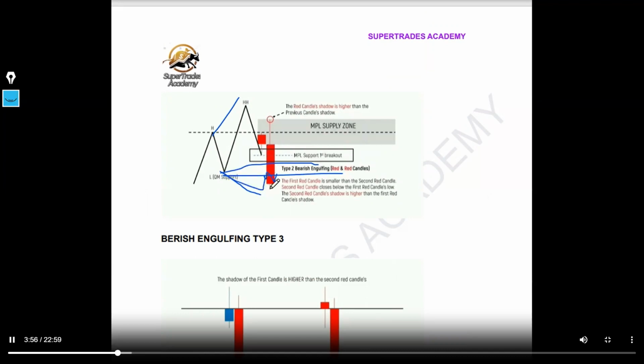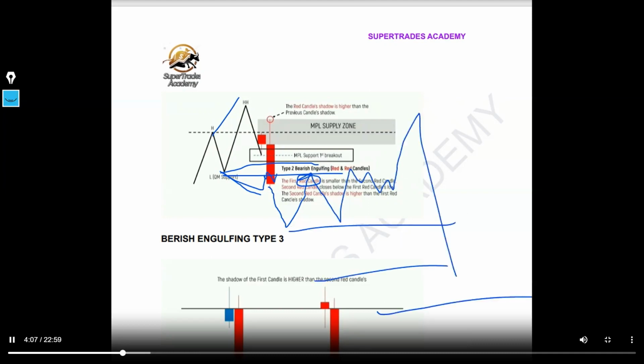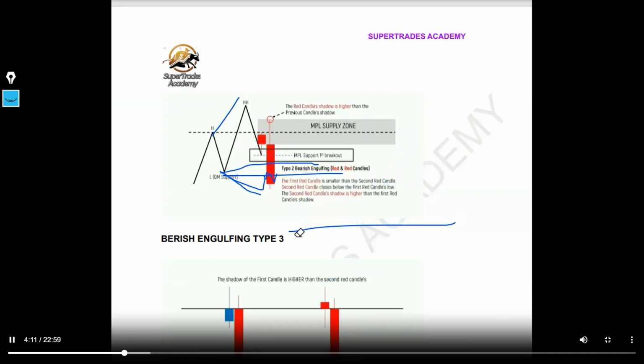So if the market comes like this, you don't sell here. This is a fake breakout. You wait, let it consolidate, come back, take orders, and go all the way down, breaking structures, and this will be a change of character. So guys, that is it.